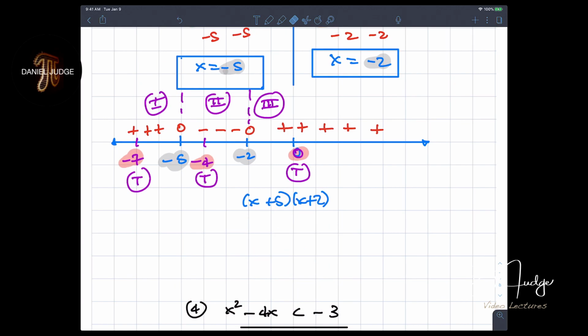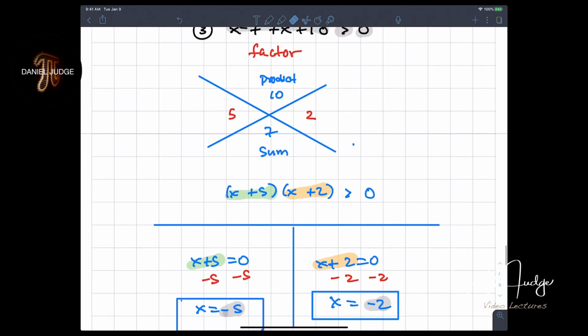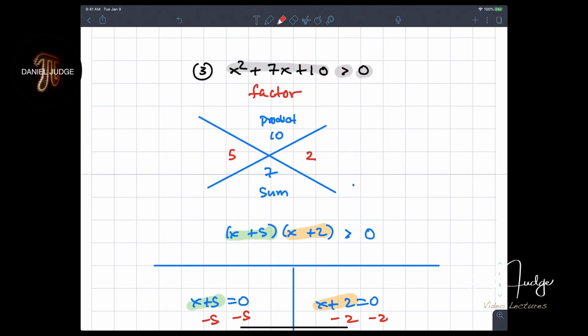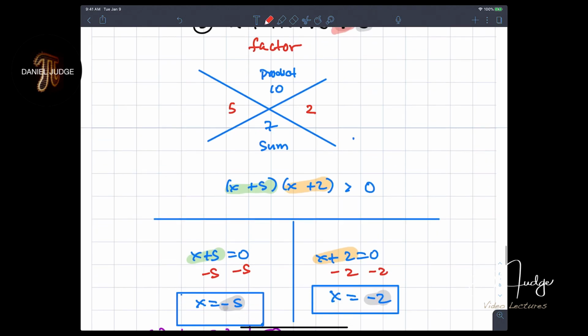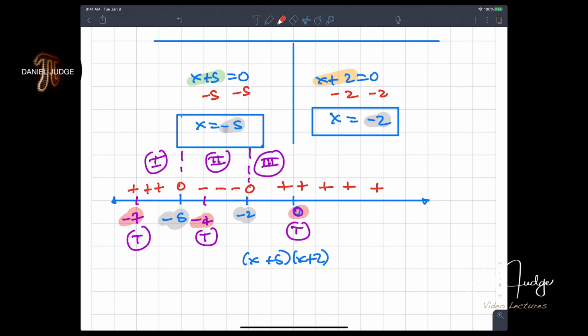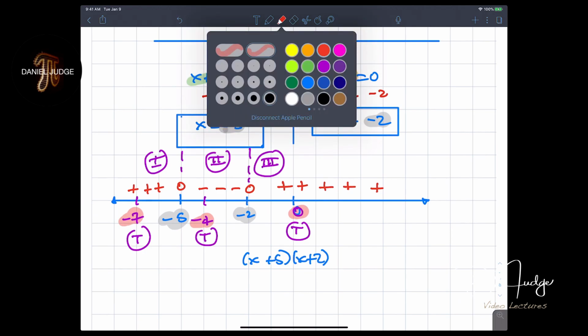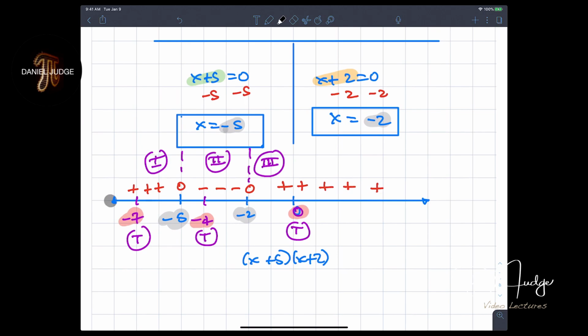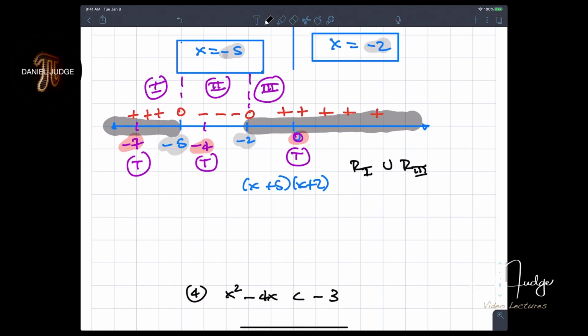And then I'll say to you, we're in the answer step situation. They want to know where this product is greater than 0. Anything greater than 0 is code for being, what's the word? Positive. Only positive numbers are greater than 0. So which regions are positive? Region 1, Region 3. So I'll write that down. You have Region 1, Union, Region 3.